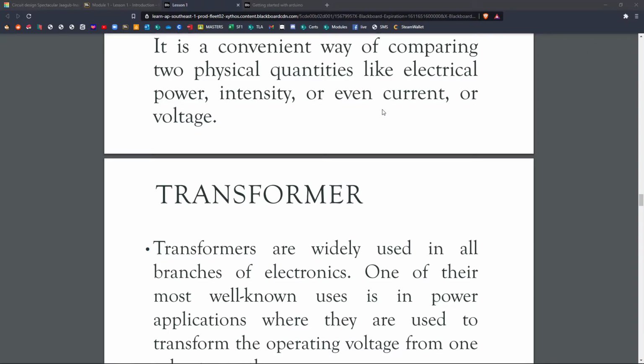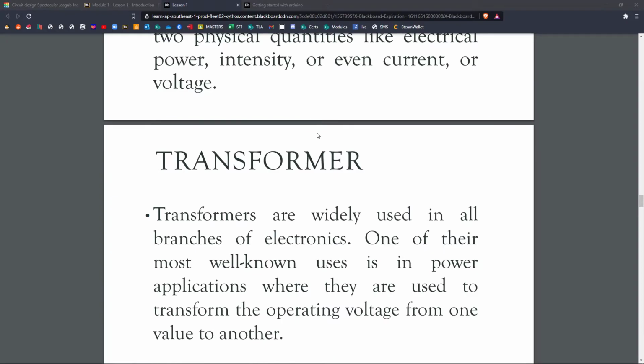So, transformers. Transformers are widely used in all branches of electronics. They can exist both big and small. One of their most well-known applications is that they can transform the operating voltage from one value to another.